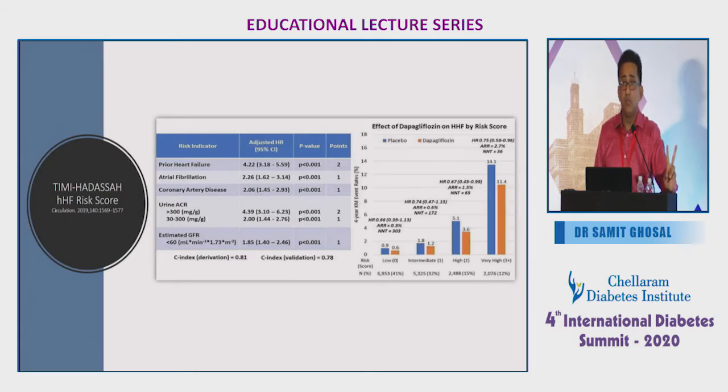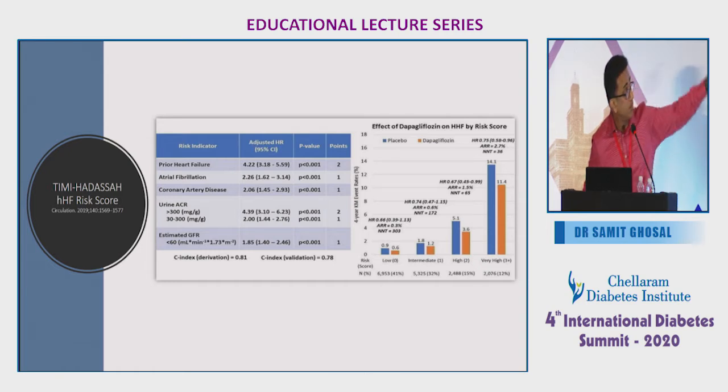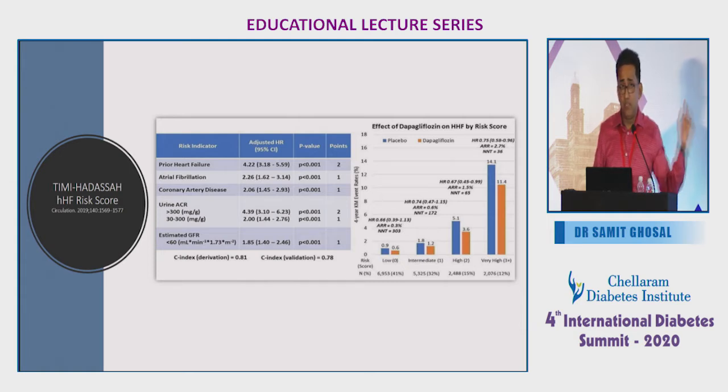Today we have 2 risk scores based on artificial intelligence and modeling, which have been released this year. One by the Israeli group, which is called the TIMI-Hadassah risk score. Very simple risk factors. Take a past history of heart failure. Is there atrial fibrillation or not? Is there a past history of coronary artery disease? Is there micro or macroalbuminuria? Is the eGFR less than 60? Based on which you have the scoring. And any score more than 3 is equal to a very high risk for developing heart failure or hospitalization for heart failure. It's simple to do.